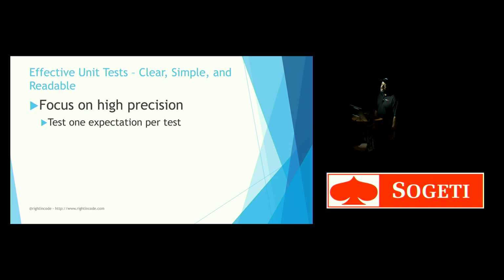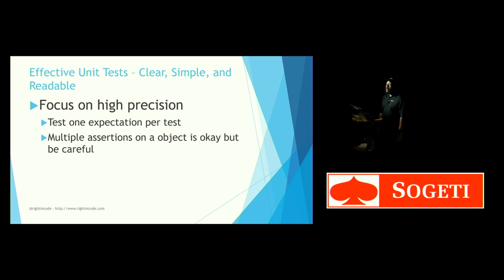Test one expectation per test. If you're looking for multiple expectations in one test, that leads you to a scenario where the test is not really pointing you right where the problem is. As a developer, you have to spend more time trying to figure out exactly what's broken. So focus on high precision. If you end up with multiple expectations, then obviously the value of that test actually declines.